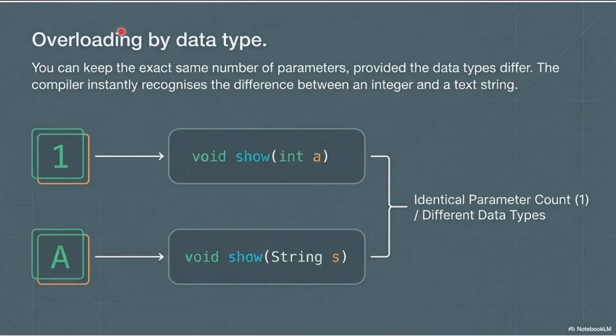Next, overloading by data type. You can keep exactly the same number of parameters, but at least the data type should differ. The compiler instantly recognizes the difference between an integer and a text string. So have a look over here. There are two methods, show and show. Both have exactly one parameter, but the first one is an integer and the second method has a string parameter. So if the number of parameters is the same, they should differ by the data type.